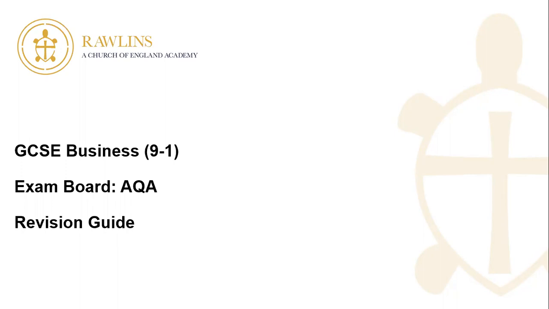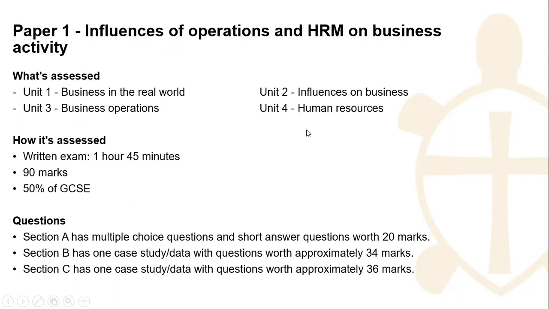Upcoming exam. Before we go through that stuff, just a bit of information about the exam itself. The course that we are studying is GCSE Business 1 to 9, and the exam board is AQA. So, Paper 1 is on influences of operations and HRM on business activity.